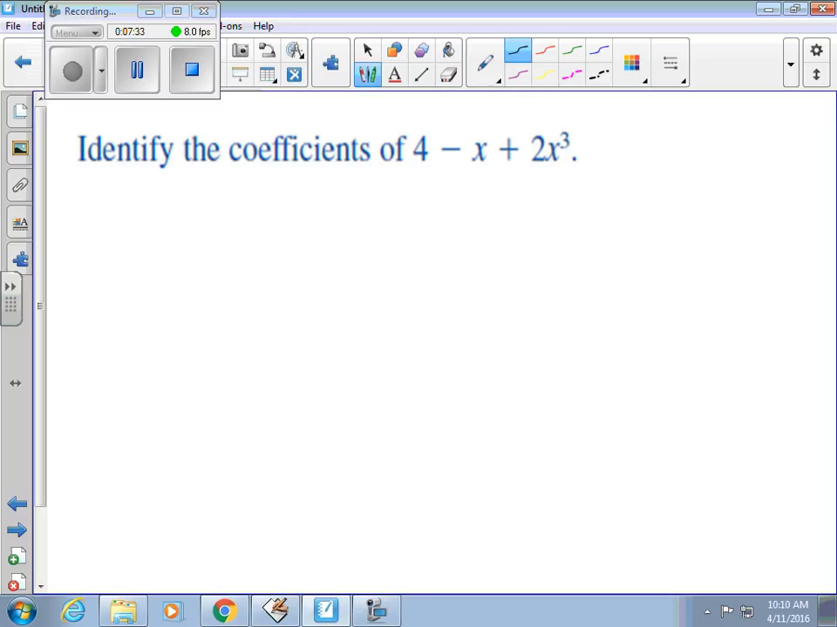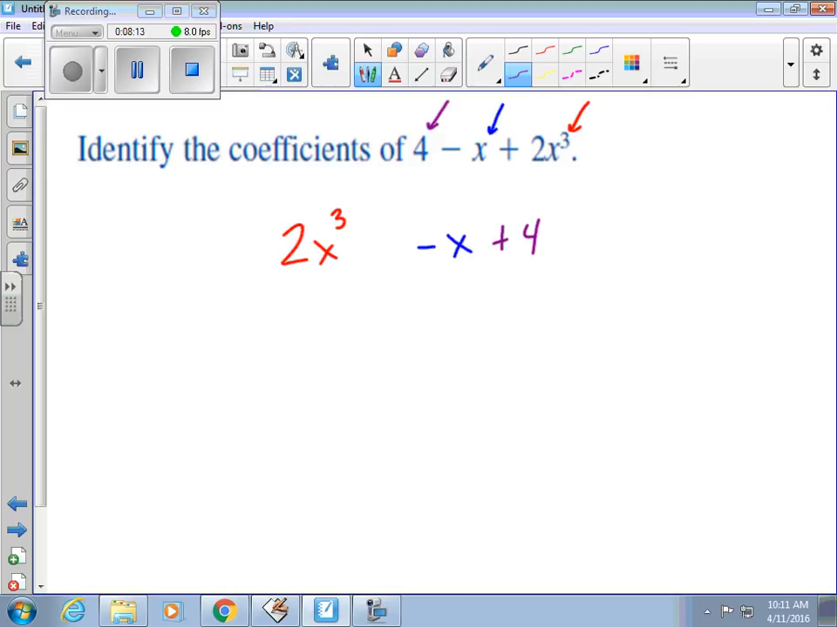So first things first, let's rewrite it in standard form. Put the biggest degree first. The largest degree or the largest exponent is the third one right there. That's positive 2x to the third. The next degree is x to the first power. So that's negative x to the first power. And the last degree shown is a degree of 0. There's no variable there. Positive 4.